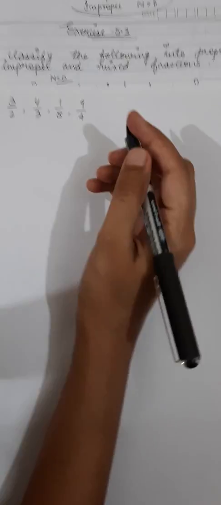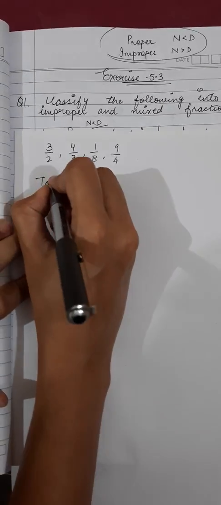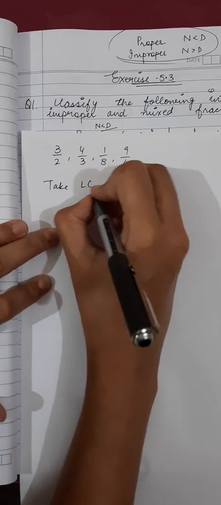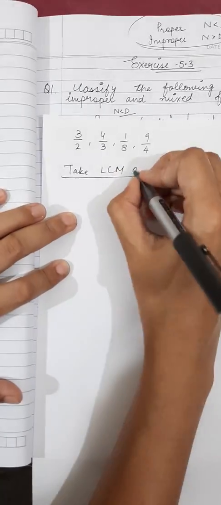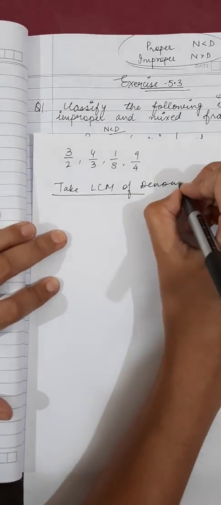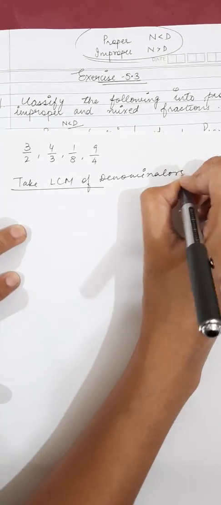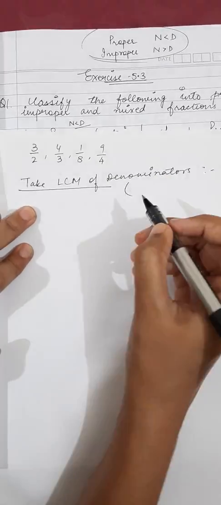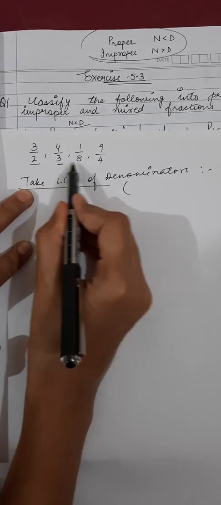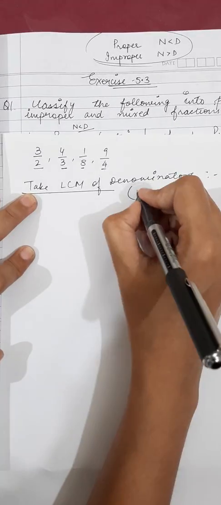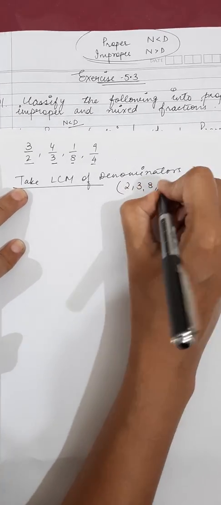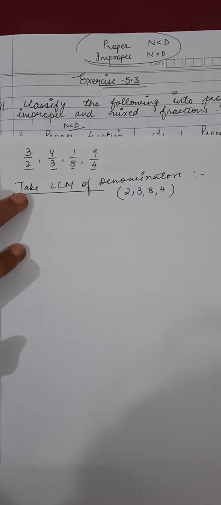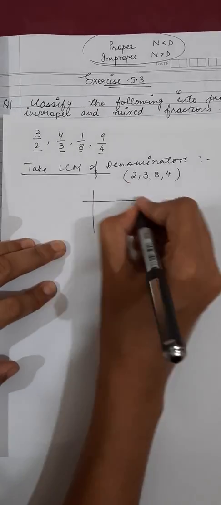For making the denominators the same, my very first step is to take the LCM of the denominators. Whatsoever denominators are there, I am going to take the LCM. Now what are the denominators? 2, 3, 8 and 4. So let's take the LCM of 2, 3, 8, 4.